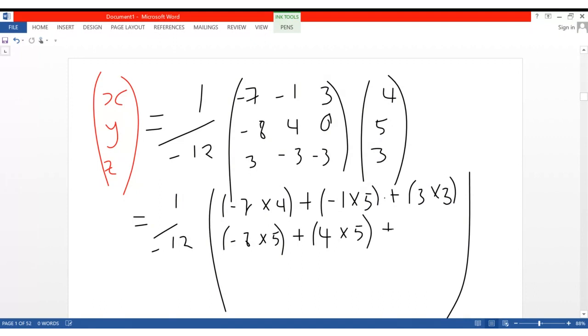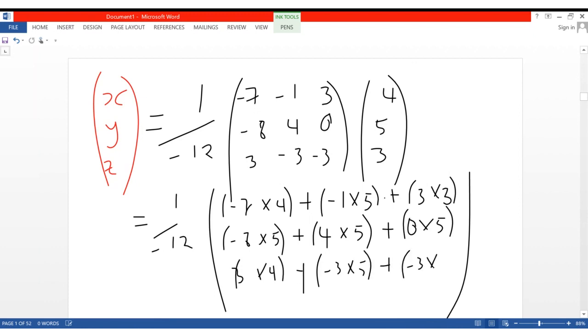And then plus 0 times 5. The one is 3 times 4 plus negative 3 times 5, then plus negative 3 times 3.